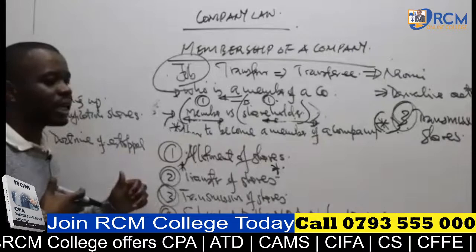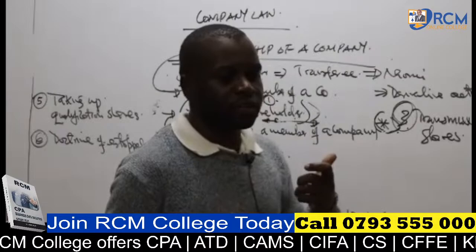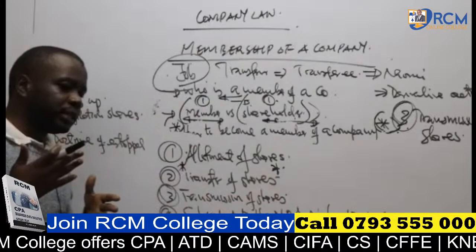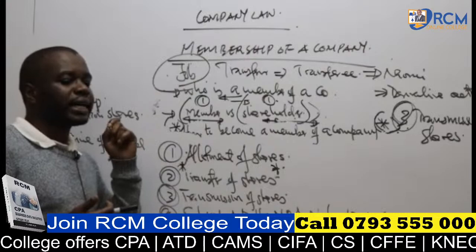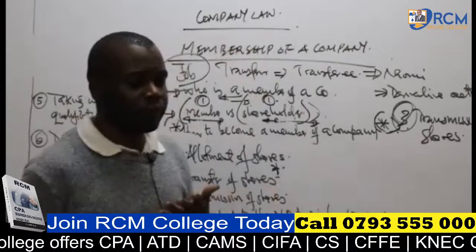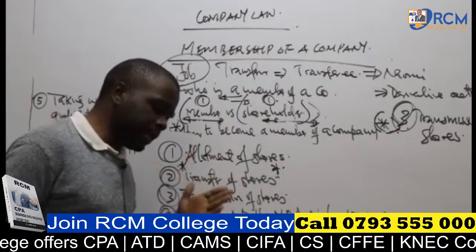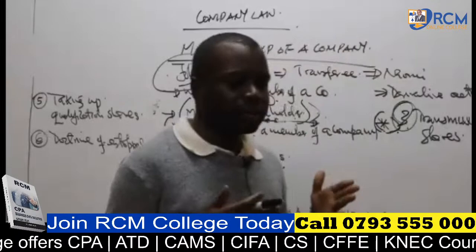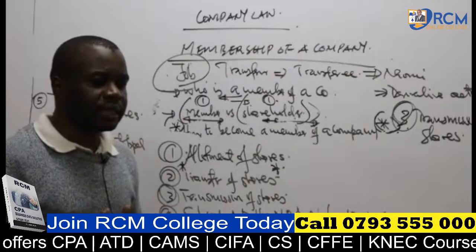For example, if you participated in the meetings of the company, or you even took dividends, you cannot deny that during that period, before they realized that your name was appearing by mistake in the register of members, you were not a member of the company. In such a case, you will be taken to be a member of the company through what we call the doctrine of estoppel. If your name appears in the register of members by mistake, you can't deny those actions you undertook while it appeared.